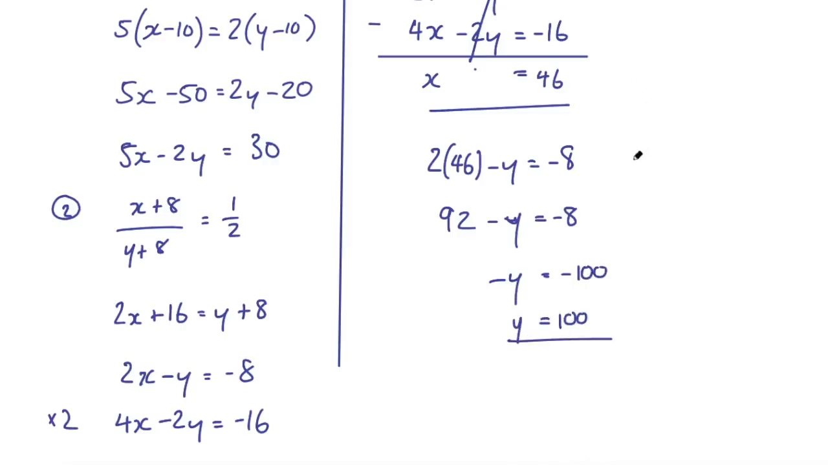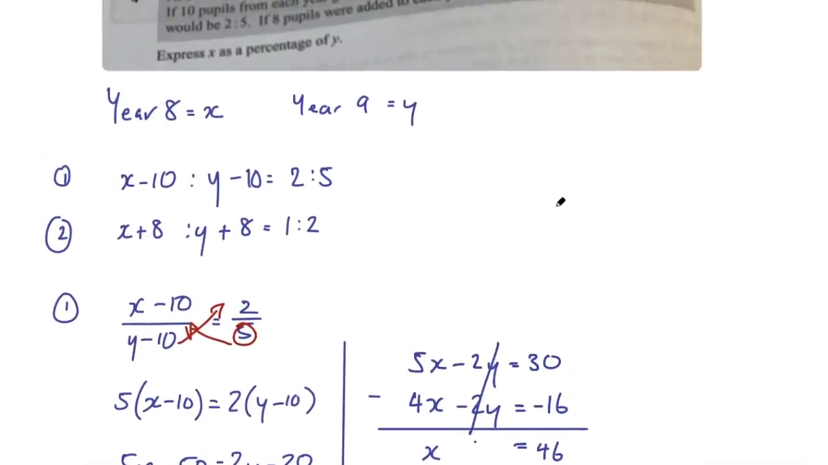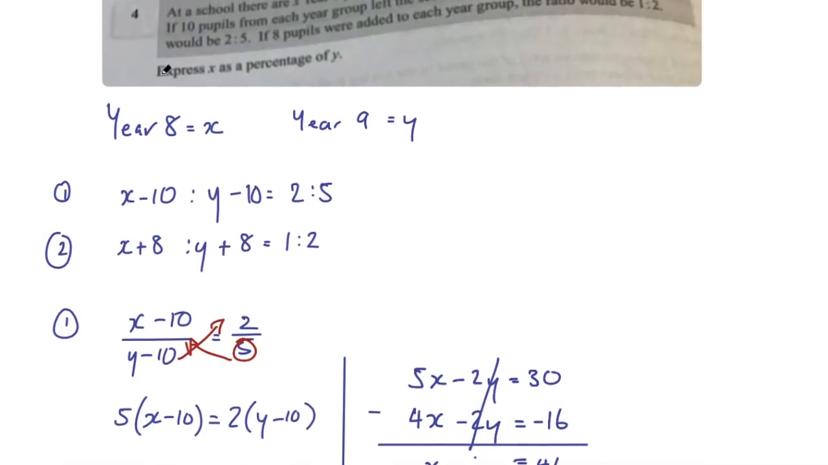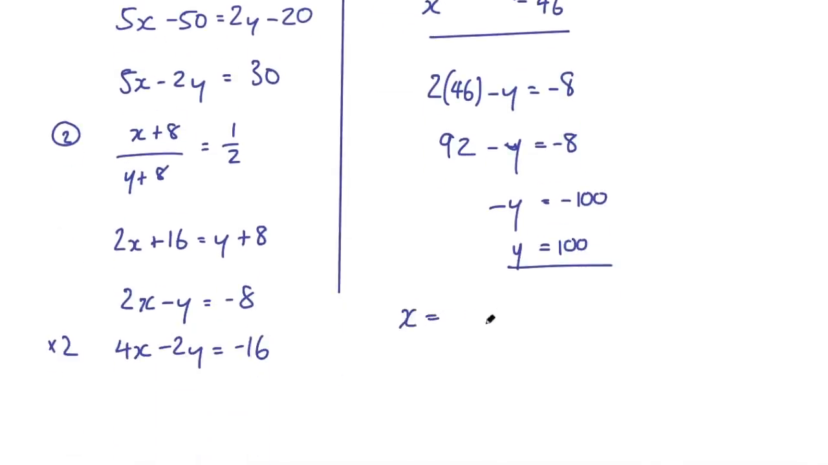And let's go back to the question again. I have x equal 46 and y equals 100. Remember that the year 8 students was x and the year 9 students was y. So therefore I can say there were 46 year 8 students, 100 year 9 students. And so x as a percentage of y, that will be 46%.